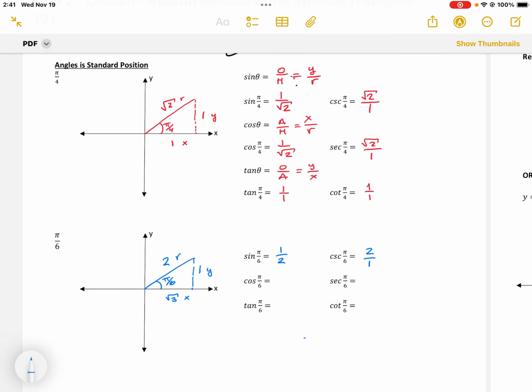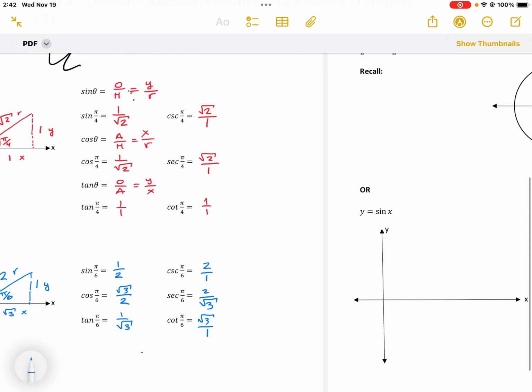Cosine is x over r, or my adjacent over the hypotenuse, which is root 3 over 2. My secant of that is just the reciprocal, which is 2 over root 3. Tan is the last one, which is y over x, which is 1 over root 3. And then my reciprocal, or cotan, is root 3 over 1.